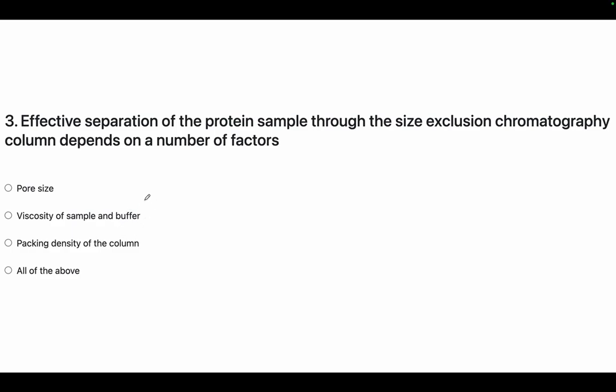Viscosity of sample and buffer, yes and no. This will be a very minor factor, but obviously the buffer should be such that the sample is not interacting with the column, and our sample should be stable in the buffer. Packing density of the column. Yes, obviously the column should be packed properly, okay, so that we don't get channeling effects and so on. So let's say that the answer for this is all of the above, because all of these are important for effective separation of the protein sample through SEC.